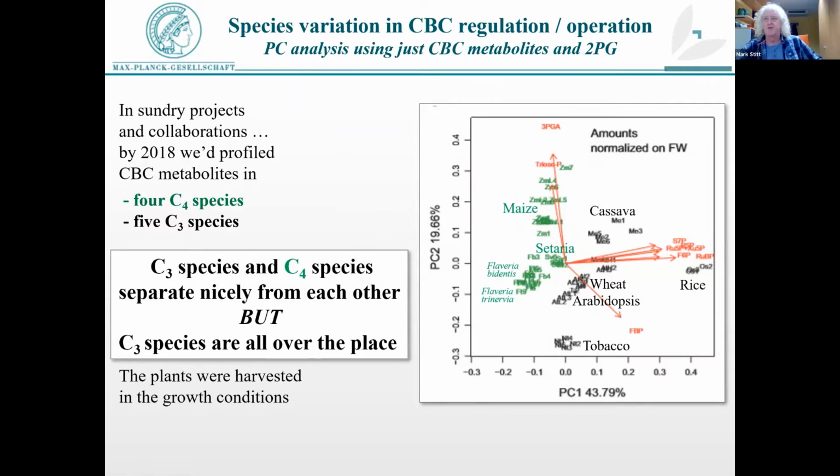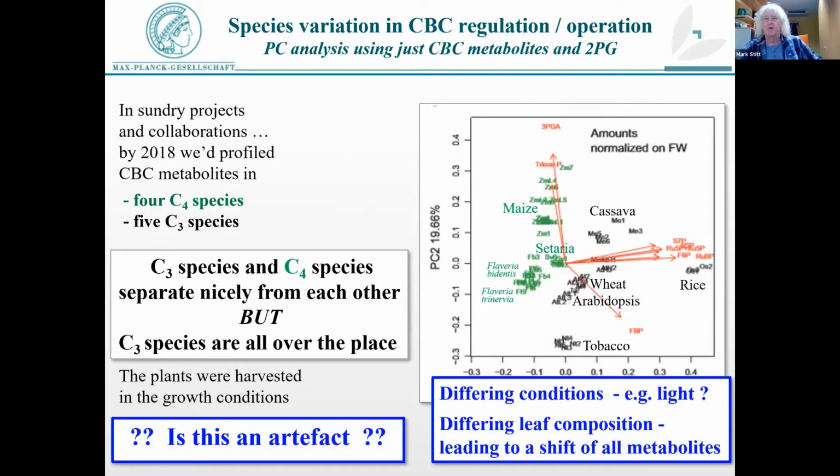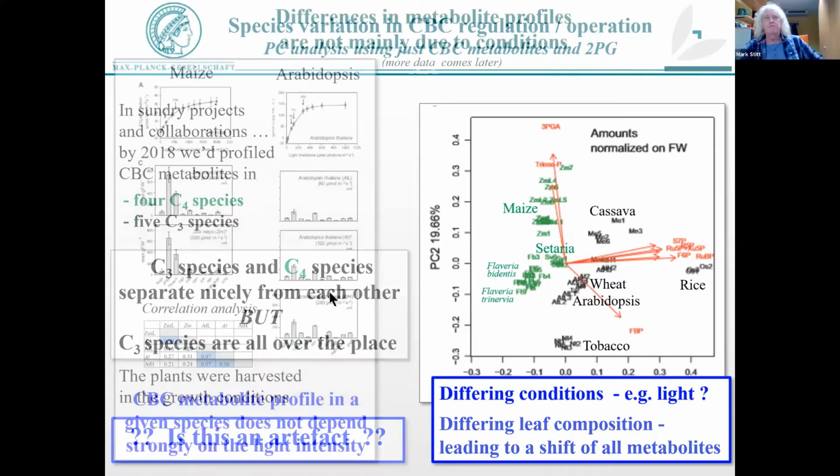Thought initially this is a pain, or actually this is interesting. This is telling us that the C3 species vary in how they're running the Calvin Benson cycle. Now this could be an artifact. For example, they were all grown in slightly different conditions. We might have different leaf composition. So let's look at this.